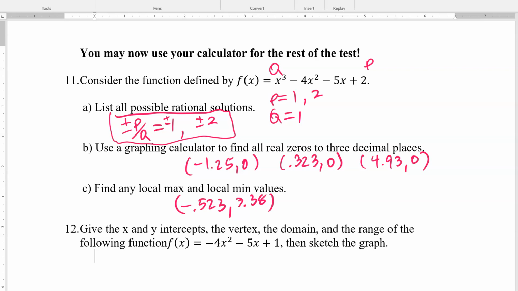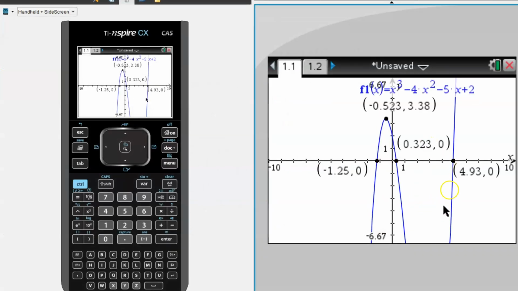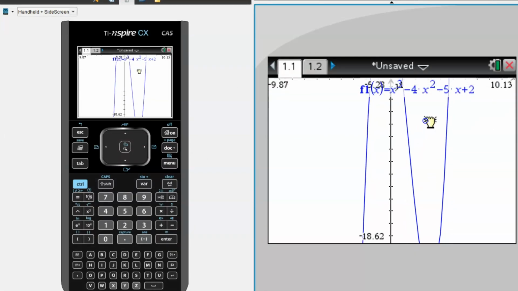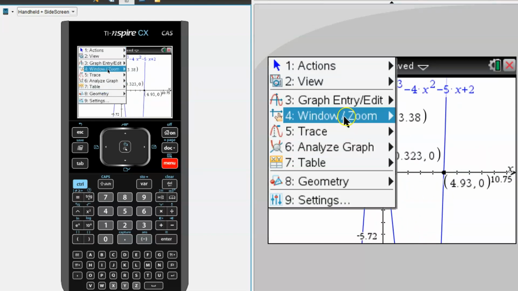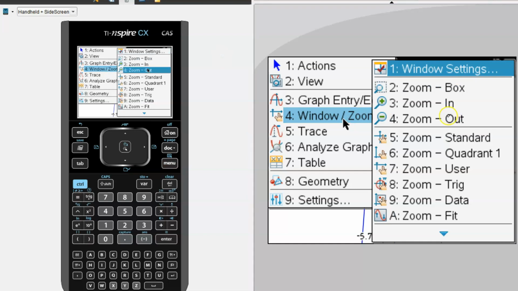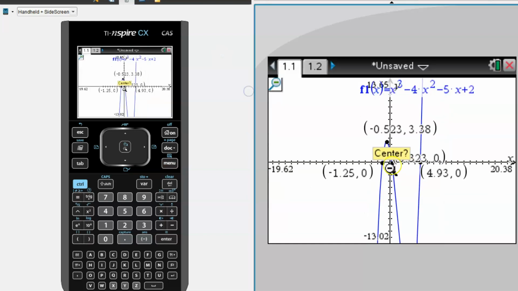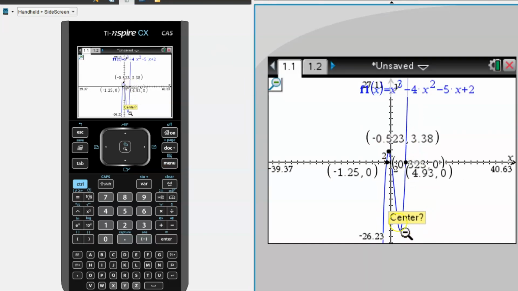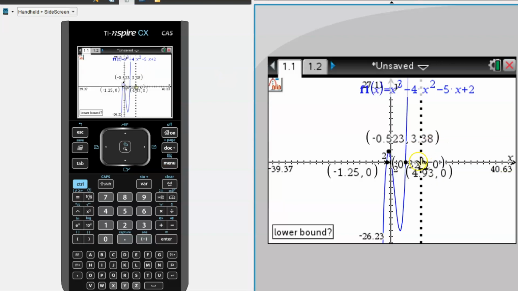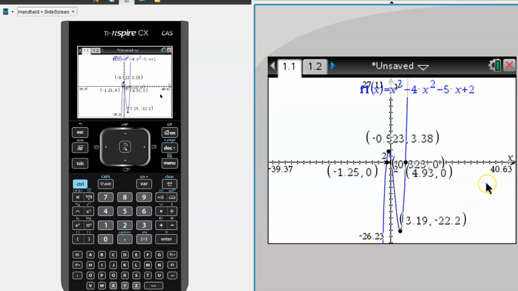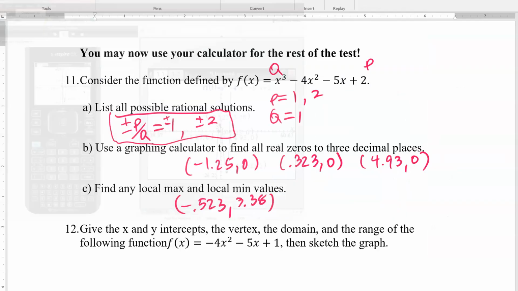The second one, because I know I have an x cubed, it's going to scoop down. I can try to scoop down until we find it, but what I'll probably need to do is just zoom out. So zooming out, if I just click here in the center, I can keep doing that until I finally get a little lower peak there. So then I can analyze the graph for the minimum, and it stops there at 3.19, negative 22.2.